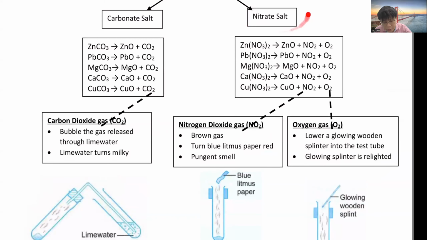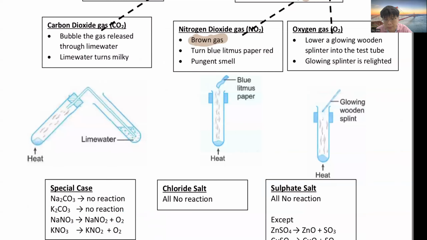Then for the nitrate salt, right, when you heat, all will become oxide. Then also NO3 will come out NO2 plus O2. So the NO2 is very special because it's a brown color gas. And then it will turn blue litmus paper red, and it will give you pungent smell gas. Oxygen gas, you put in a glowing wooden splinter, it will be rekindled.